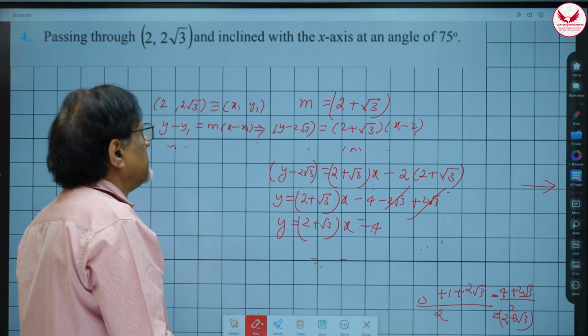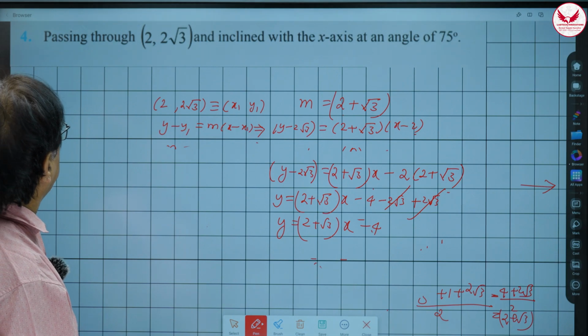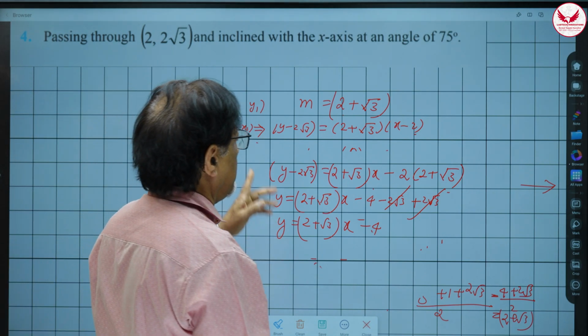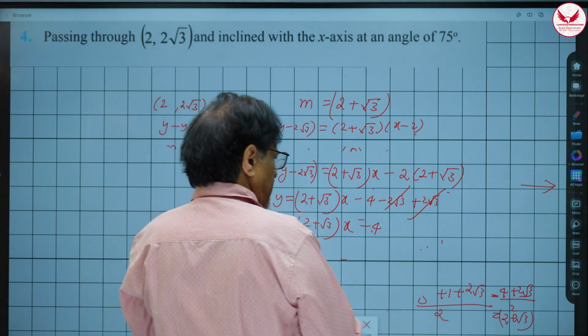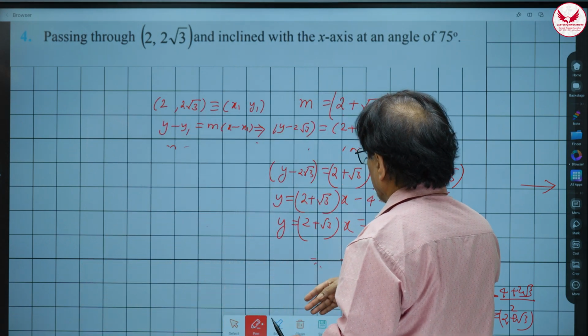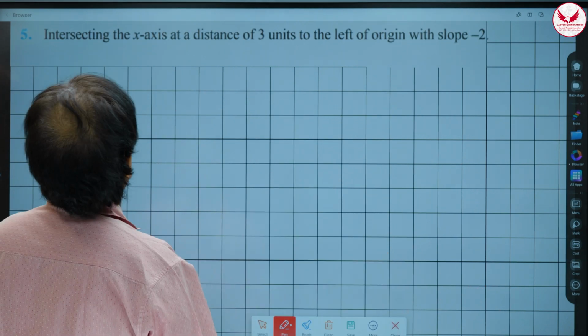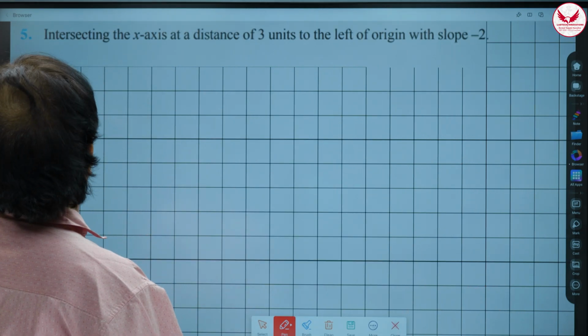right? So this happens to be the equation of the line passing through (2, 2 root 3) inclined at an angle of 75 degrees with the x-axis. Okay, I hope this is well understood by the students here. Okay, now let us go to the next problem. Now students have a next problem.